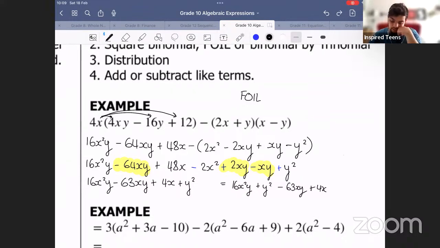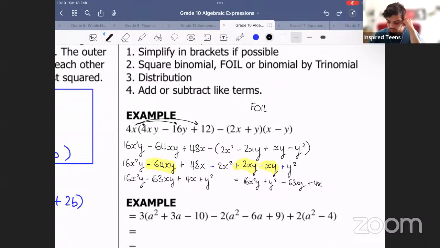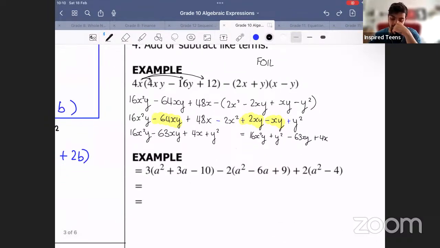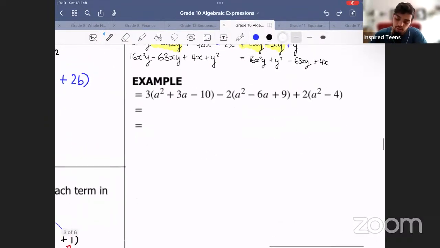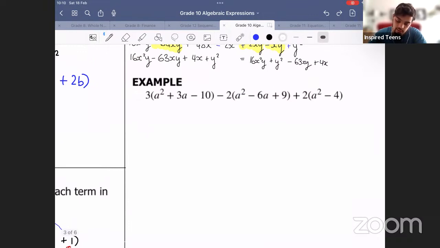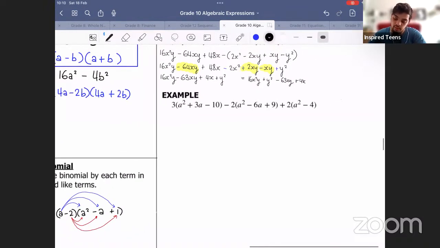The 2 times 2. Where 2 times 2? Okay, I'm not sure what you're talking about, 2 times 2. Just let me know, please. Okay, then this last example, you guys can do that on your own.